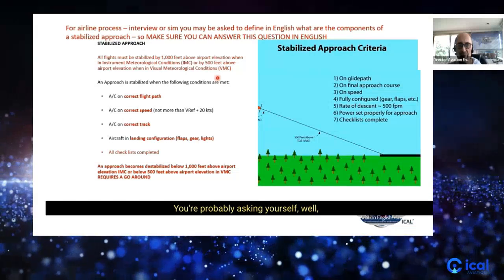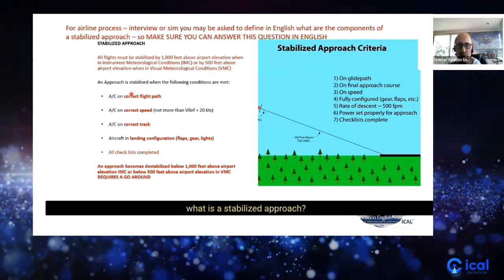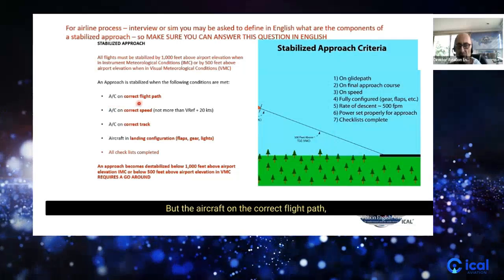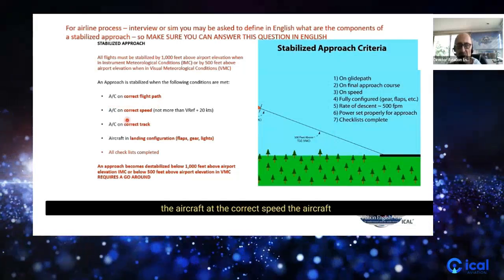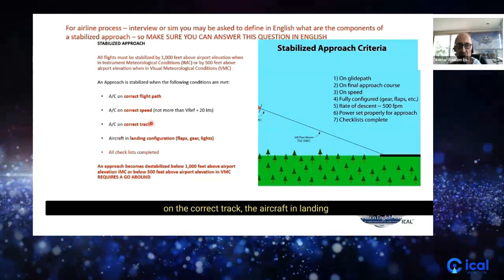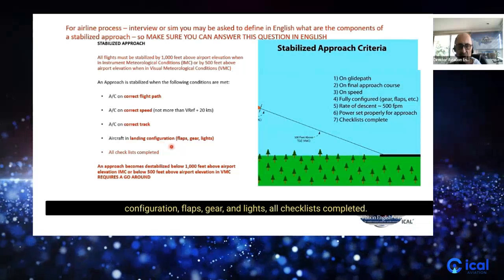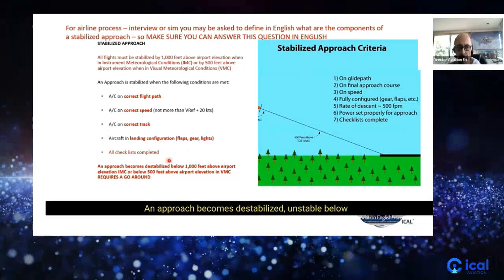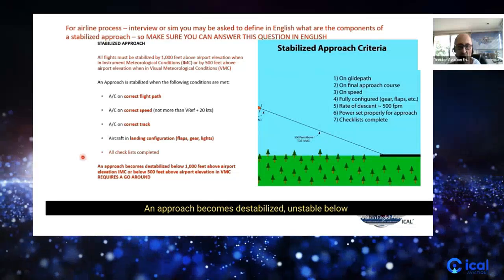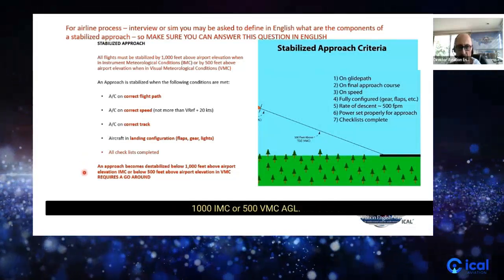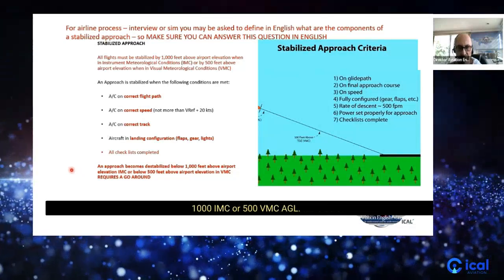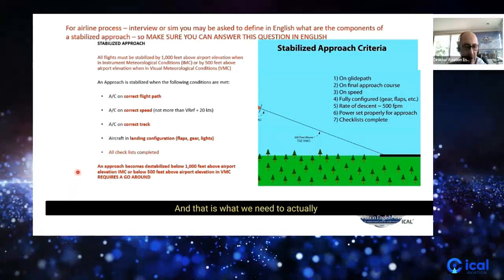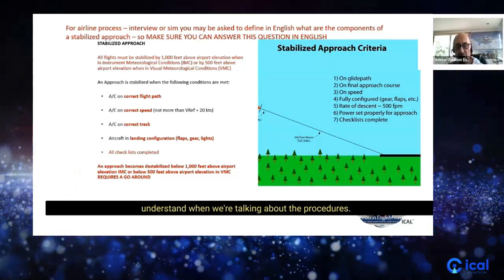You're probably asking yourself, well, you know, what is a stabilized approach? Well, that's the first part, 1,000 IMC, 500 VMC, but the aircraft on the correct flight path, the aircraft at the correct speed, the aircraft on the correct track, the aircraft in landing configuration, flaps, gear, and lights, all checklists completed. An approach becomes destabilized, unstable, below 1,000 IMC or 500 VMC AGL. The procedure is go around, and that is what we need to actually understand when we're talking about the procedures.